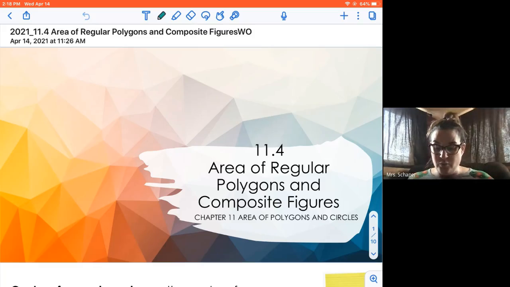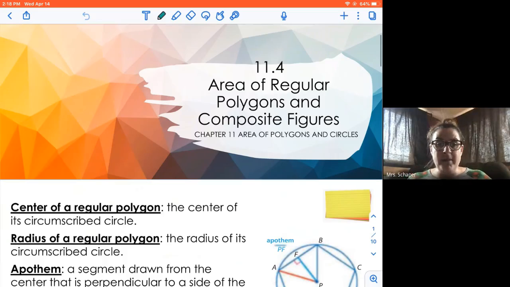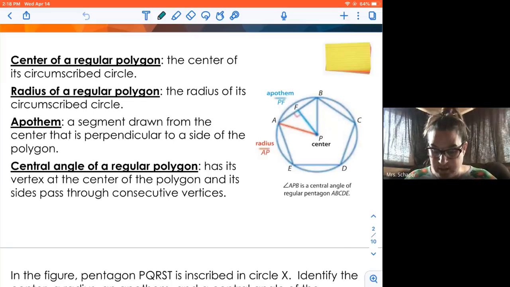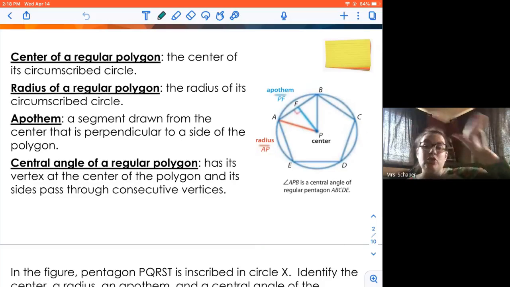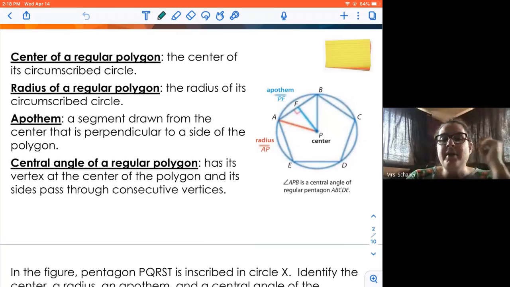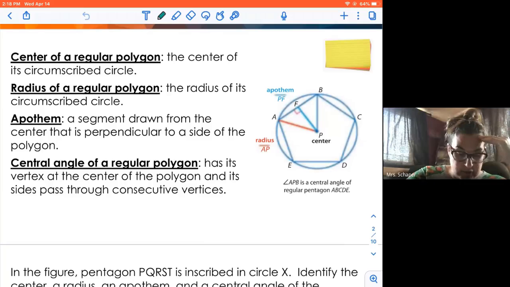All right. So a regular polygon. I want you to think about a regular polygon, meaning all sides are congruent, because that's what it is. The center of the polygon is the center of a circumscribed circle. A circumscribed circle goes around the outside of it, just like the one shown here. The radius of a regular polygon is the radius of a circle. So that's AP. AP in this picture is considered right here.